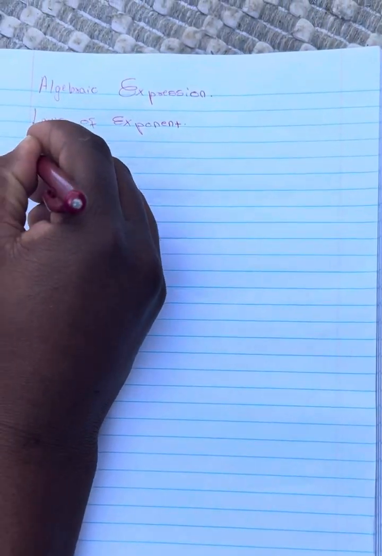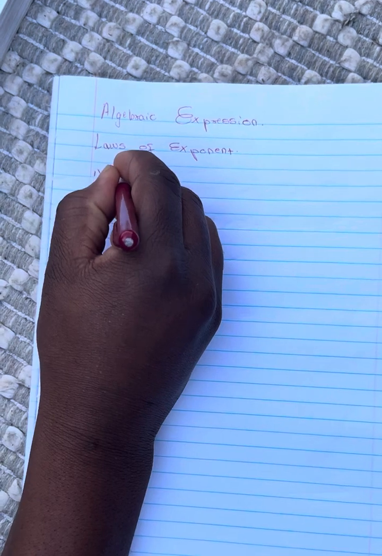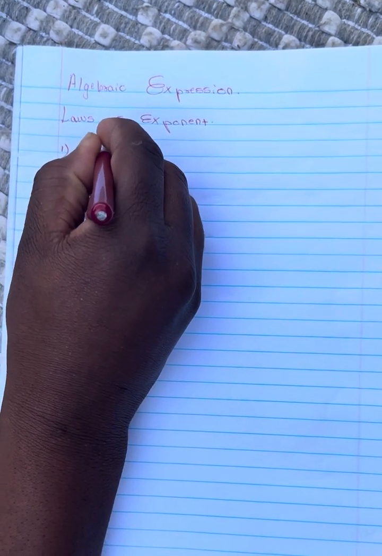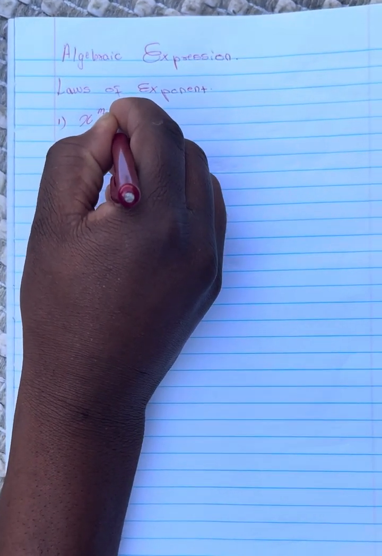Good day, everyone. Today we're going to talk about laws of exponent. Laws of exponent is a chapter that is introduced in grade 8, which involves solving problems from grade 8 to grade 12. So, to cut the story short, the first law of exponent that we're going to talk about is the first one that says when we multiply exponent of the same base.